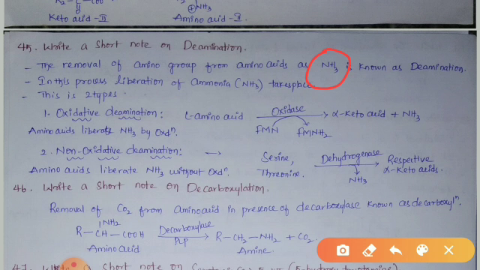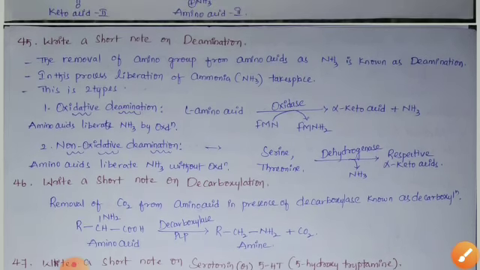In the case of transamination, only transfer of the amine group takes place, so there is no free liberation of ammonia in transamination. But in the case of deamination, free ammonia can be liberated. This process is of two types: one is oxidative deamination, and the second one is non-oxidative deamination.